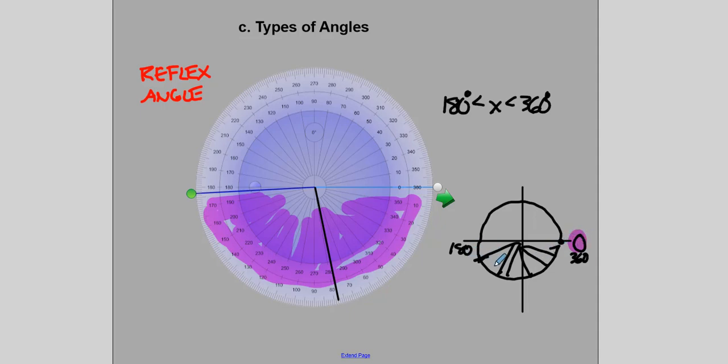So these all would be reflex angles here. You're sweeping out, notice you're actually sweeping out to like right there. That's how far you're turning on these angles. Okay.